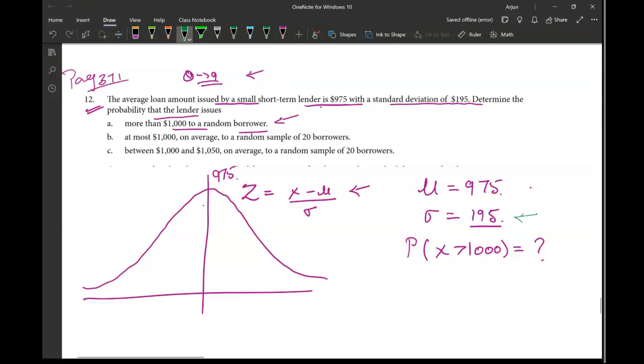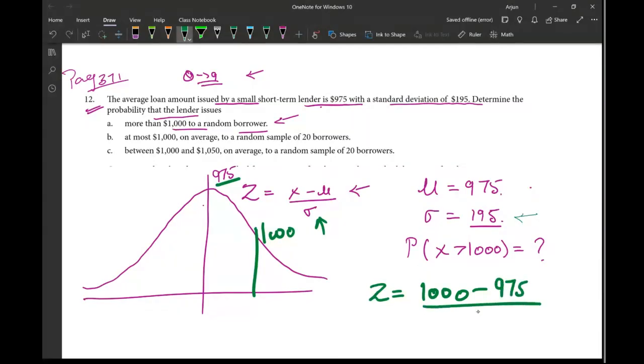All right, so how am I going to solve this? No sample size is given to me, so I don't need to worry about the CLT in this case. I can just straight up use this formula. So I'm going to first of all find the Z value. The X value is 1,000. So 1,000 will be on this side because this is 975. So 1,000 is always bigger. And then 1,000 minus 975 divided by the standard deviation, which is 195.